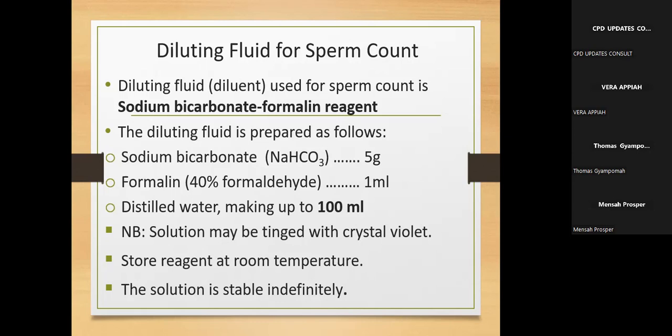So 5% sodium bicarbonate, 5 grams in 100 mils, and then add a little amount of formalin. The little amount of formalin is just to preserve the sperm cells, that's all. But the bicarbonate will immobilize the sperms. And also, semen is viscous, and the bicarbonate tries to digest it, so it becomes more fluid. Right. The solution can be tinged with crystal violet.